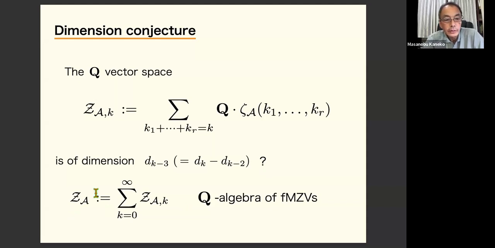And we later use this Z_A, which is the sum of all Z_A,k, the Q-span of all finite MZVs. Okay? When k equals 0, this is regarded as just Q.